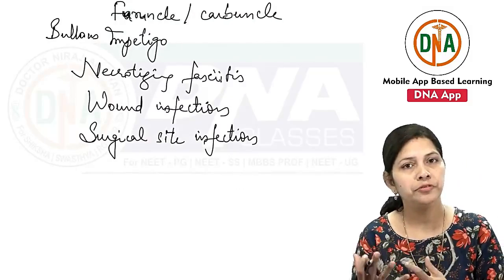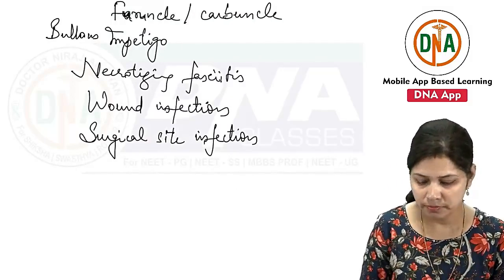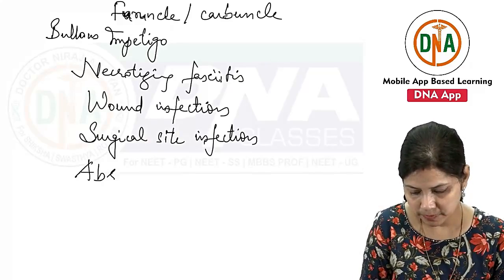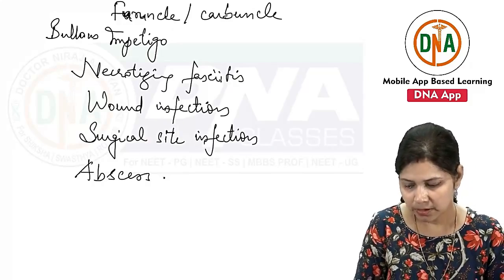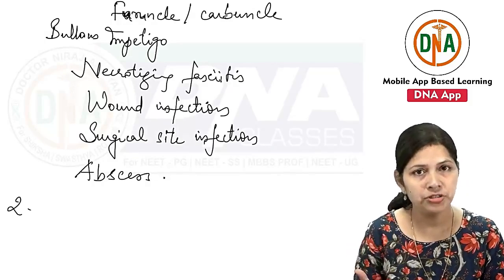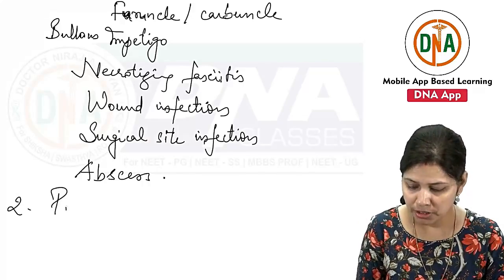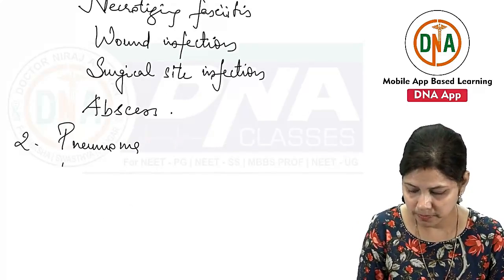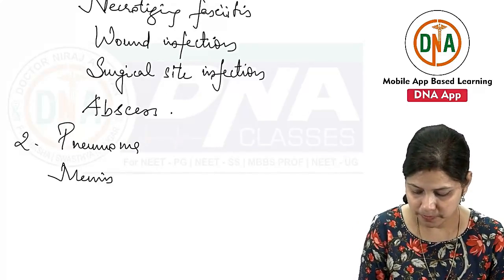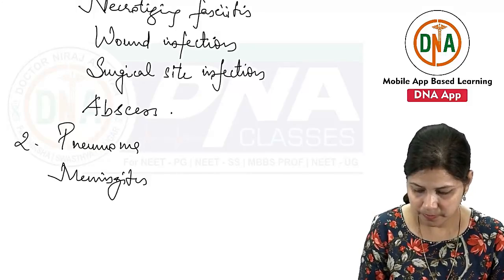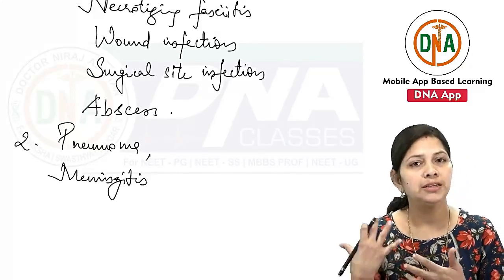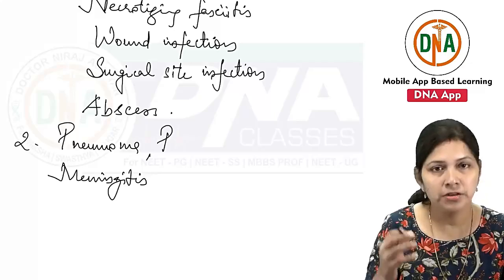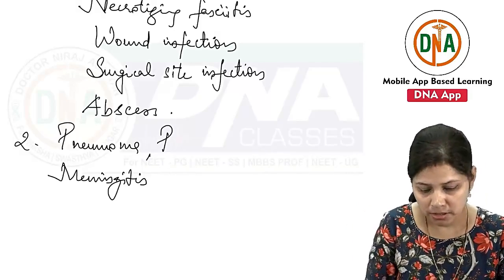Including the wound infection or stitch abscess. So various types of abscess. Next are the invasive lesions like pneumonia, meningitis, and apart from pneumonia in the respiratory tract, it is classically associated with pneumatoceles, which are air-filled cavities.